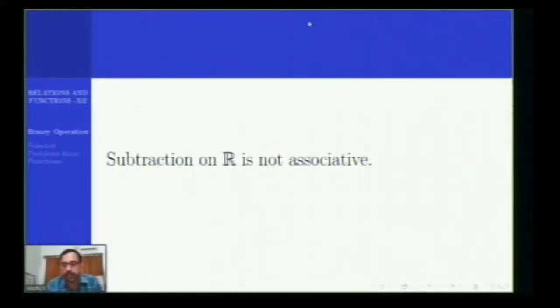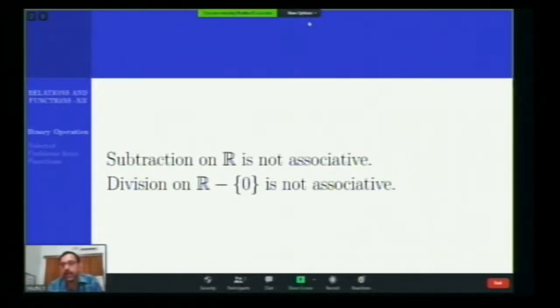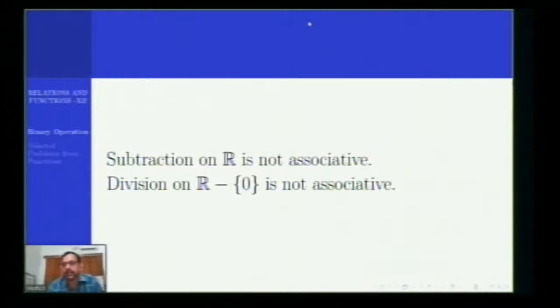But at the same time, if I take R minus 0, if I remove 0 from my set of real numbers, division is a binary operation, but it is not commutative and it is not associative, which you can check very easily. You can check with some examples. So it is not associative.